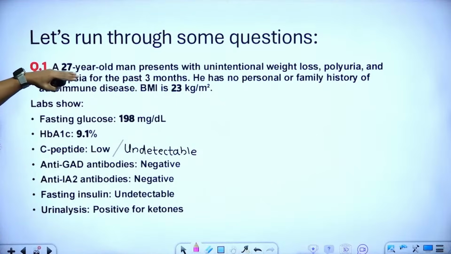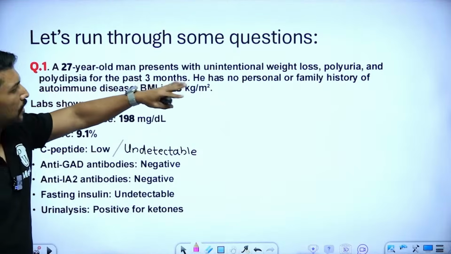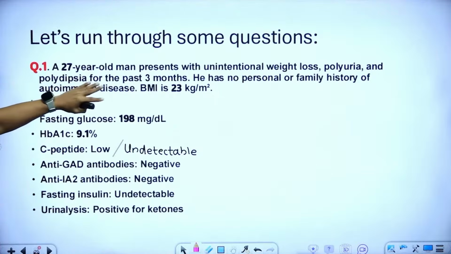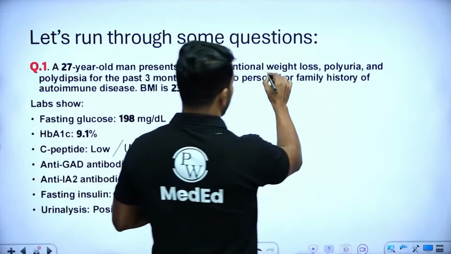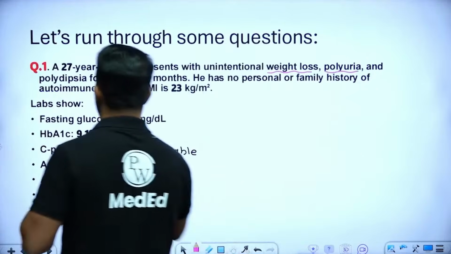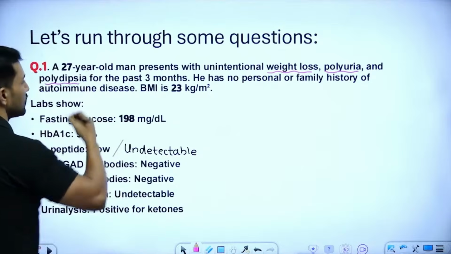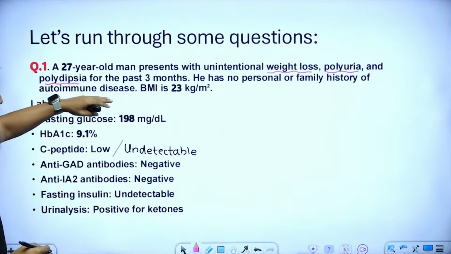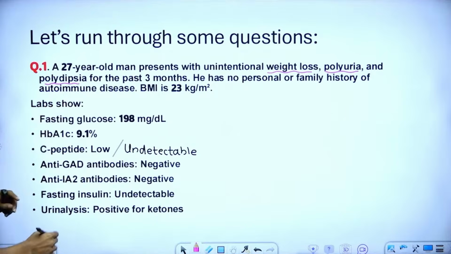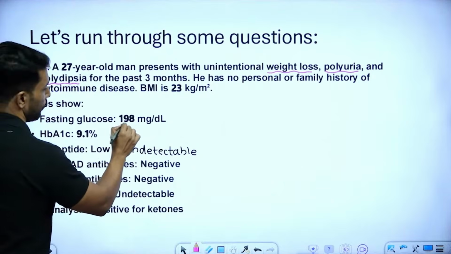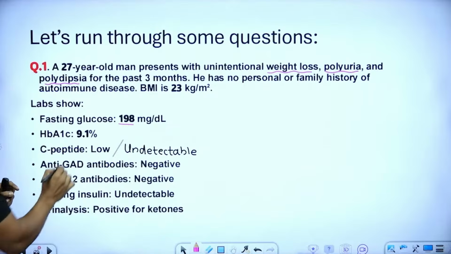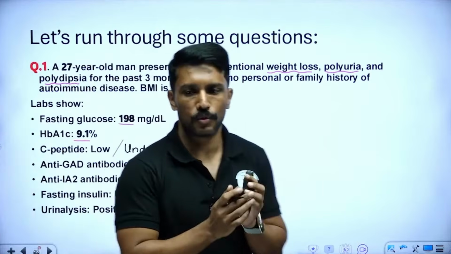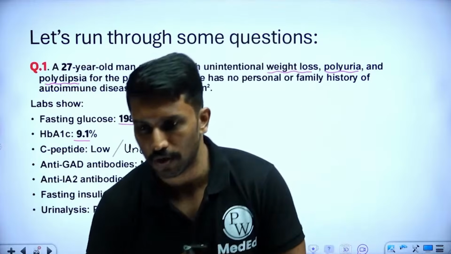A 27-year-old man presents with unintentional weight loss, polyuria and polydipsia for the past 3 months. So there are symptoms of, right? Weight loss, polyuria, polydipsia, polyphagia. They are symptoms of diabetes. He has no personal or family history of autoimmune diseases. BMI is 23. Labs show fasting glucose is 198 milligrams per deciliter. HbA1c is 9.1%. So before we go forward, you should now tell me, is he diabetic or not?